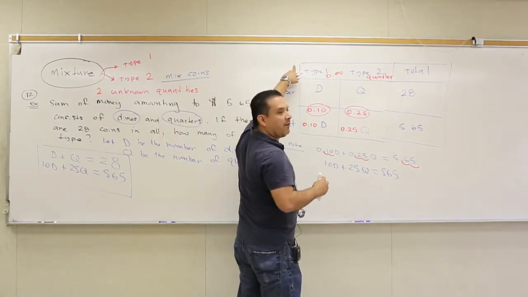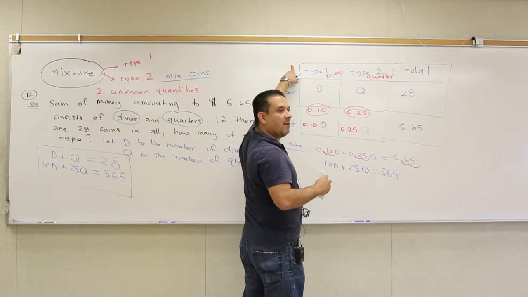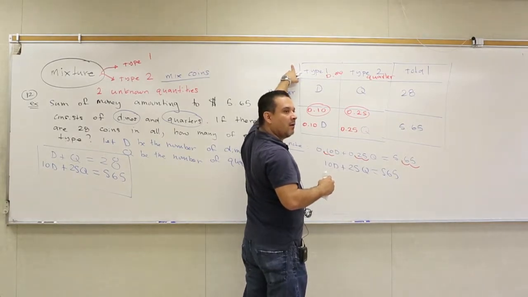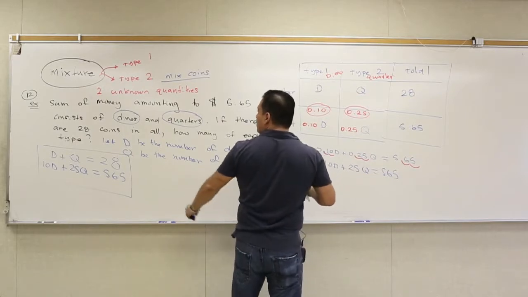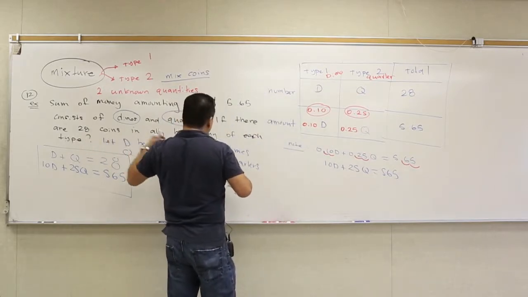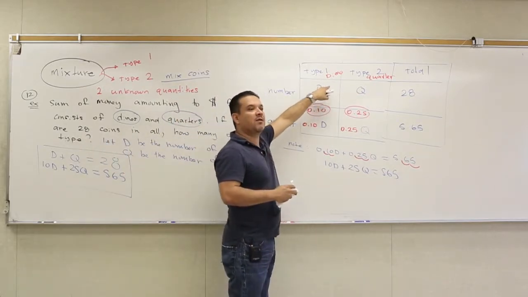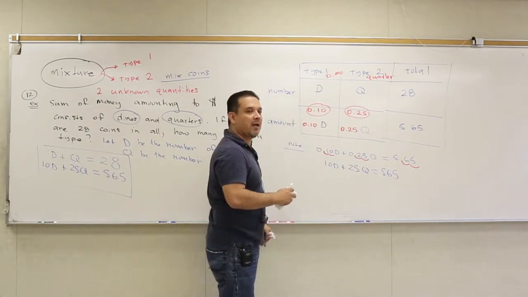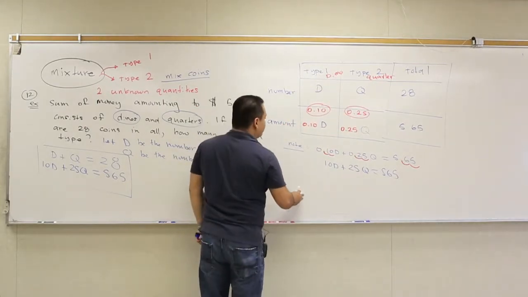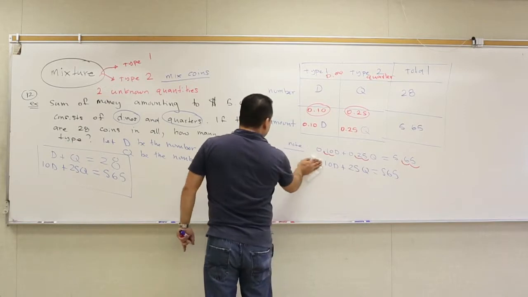Okay, can I erase this? Yes? I have a question. How did you get 28 though? Is it 10 and 25 plus 30? There's 28 coins. Oh. So if there's D dimes, Q quarters, D plus Q would be 28. That's the number of coins. Okay, so I'm going to erase this.